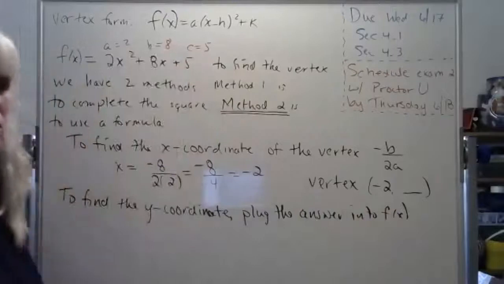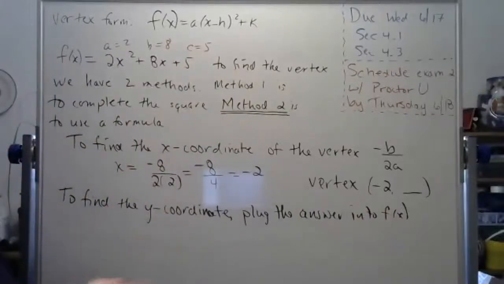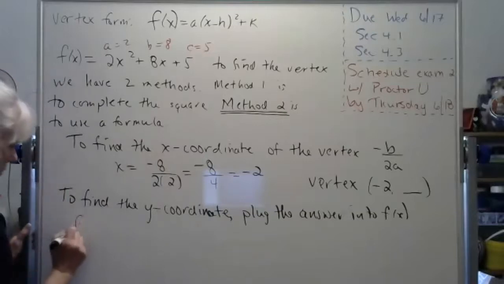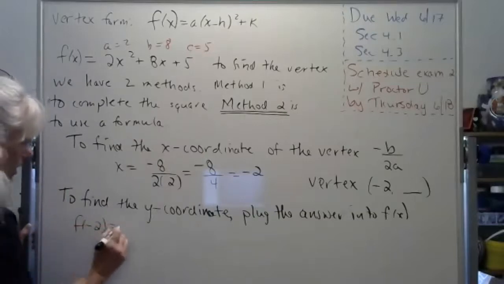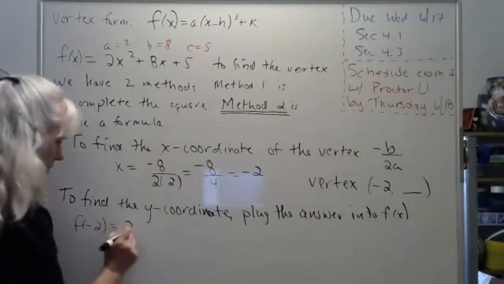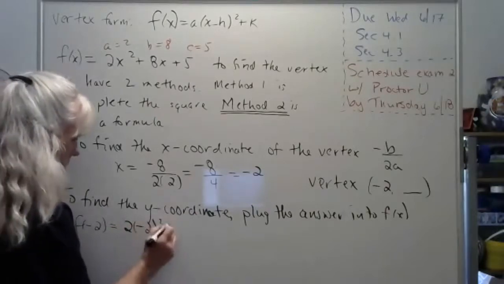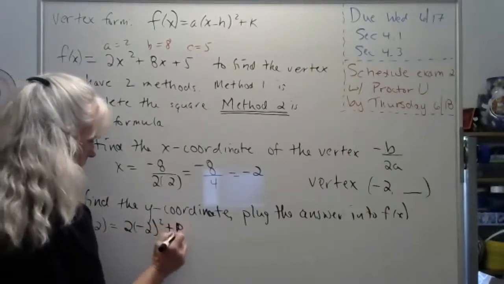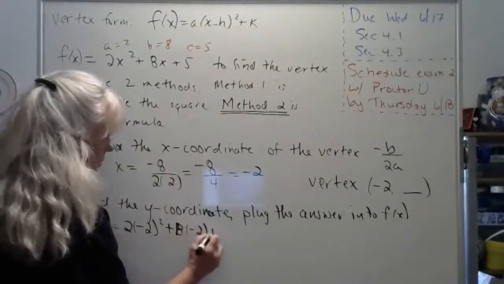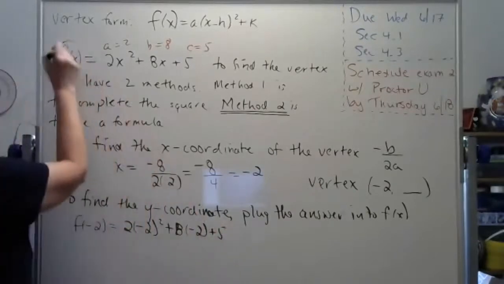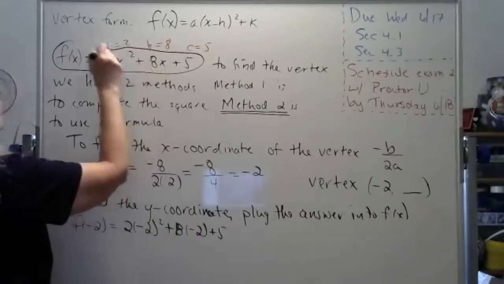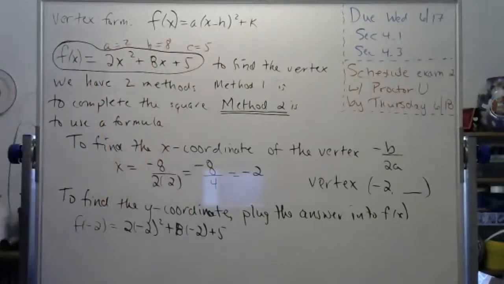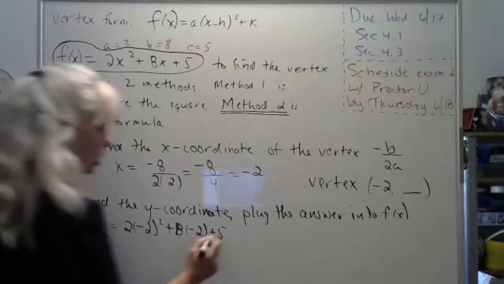We talked about this. If you know the x-coordinate or the input, in order to get the output, you just plug it in. So what we're going to do is go find what f of negative 2 is. So that would be 2 times negative 2 squared plus 8 times a negative 2 plus 5. So again, I'm going back to this and plugging in that negative 2.